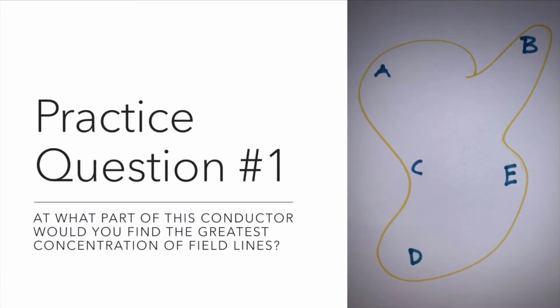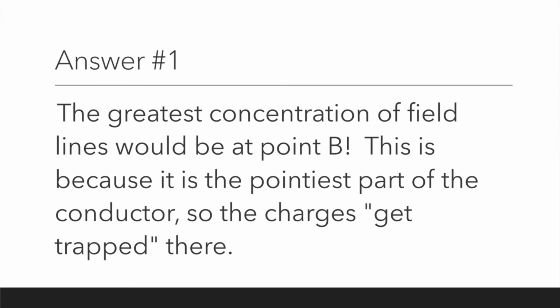We are now going to go over 3 practice questions, and the first question is, at what part of this conductor would you find the greatest concentration of field lines? And feel free to pause this question to give you time to think about it. Now that you've had time to think about it, let's go over the answer. The greatest concentration of field lines would be at point B. This is because it is the pointiest part of the conductor, so the charges get trapped there, and therefore there's a high density of charge.